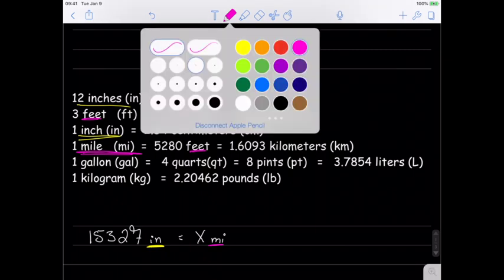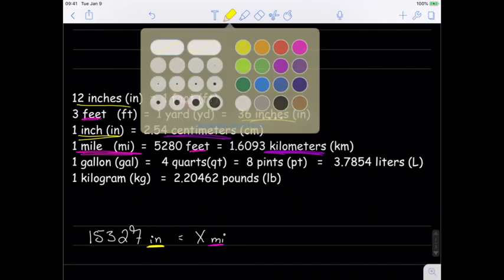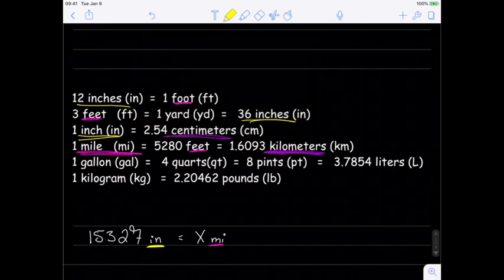Or we have kilometers. And for kilometers, I guess we could use centimeters and go from centimeters to kilometers. Let's see, I think the path, you can use any path, it doesn't really matter. But I think I'm going to use this path. I'm going to go 12 inches to a foot. And then I'm going to go from feet here to miles.